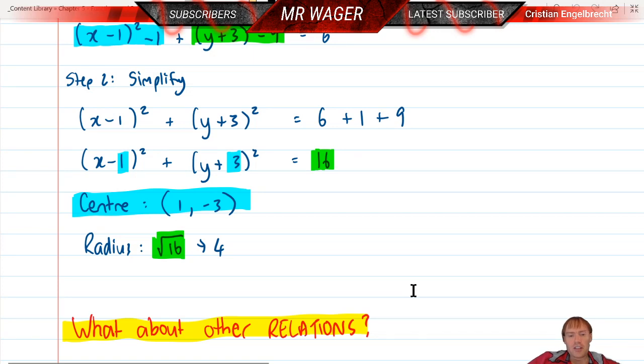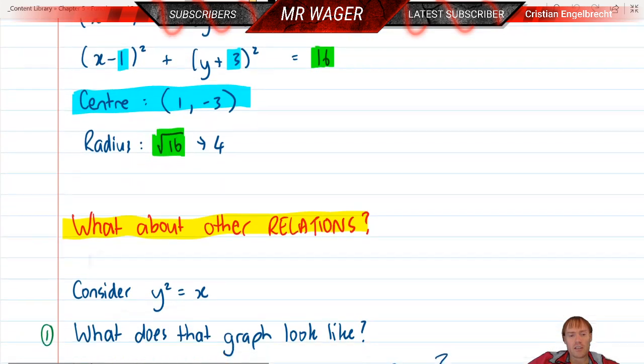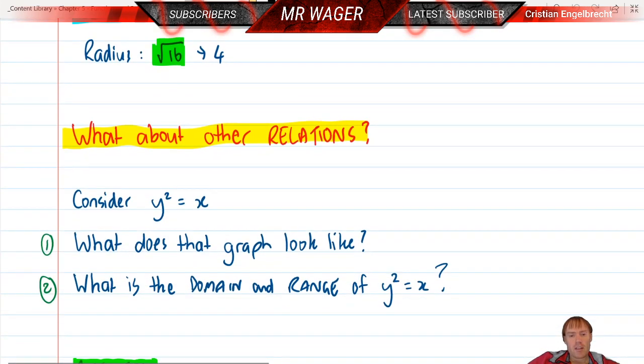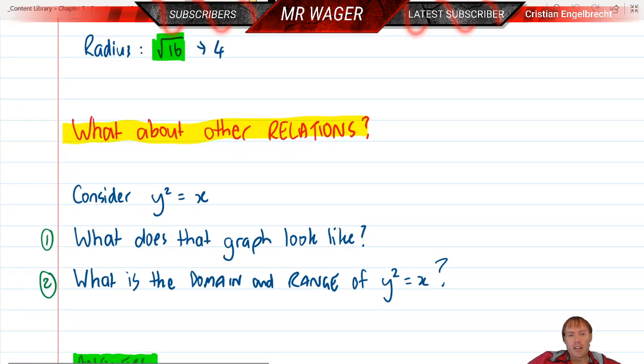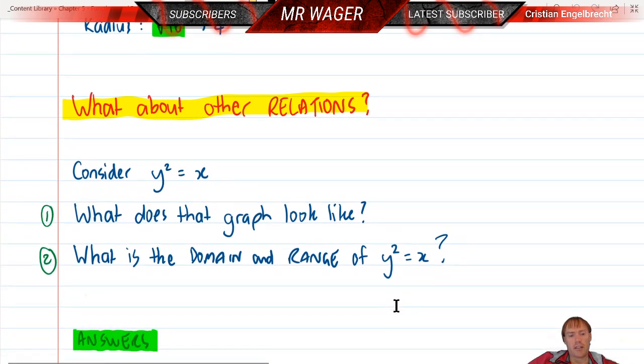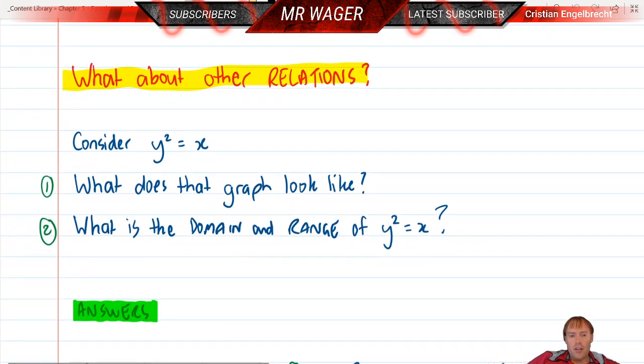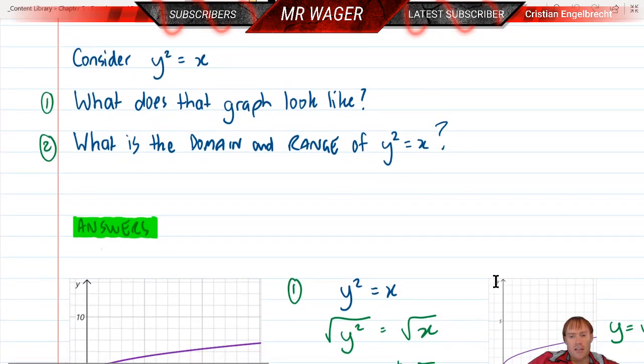All right, what about other types of relations? So circles are a type of relation. What about something like this? I've got this equation here. I've got y squared equals x. What I want you to think about is, what does that graph look like? And what is the domain and range of y squared equals x? So what does that graph look like? And what is the domain and range of that thing?